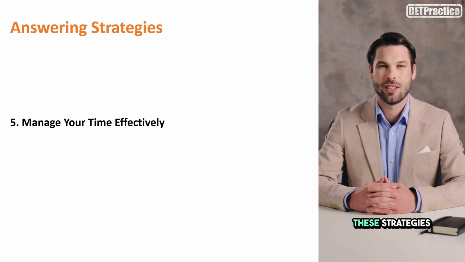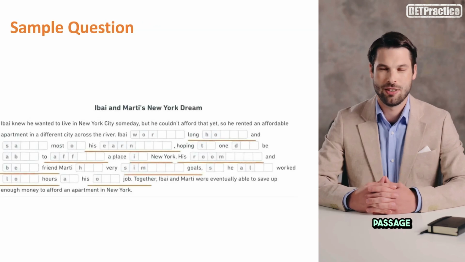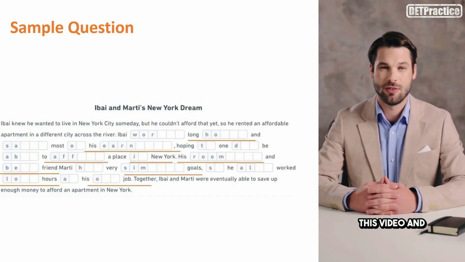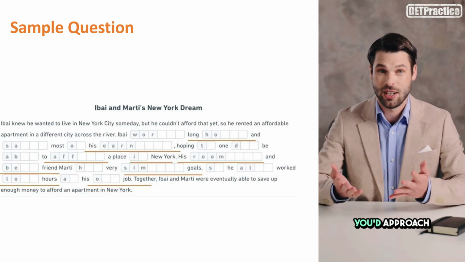Now, let's put these strategies to work with a sample exercise. Here's the passage, titled Ibai and Marty's New York Dream. In the real task, some letters in this passage would be missing, and you'd type them in to complete the words. You may pause this video and try to complete the words with missing letters. Alright, welcome back. Let's analyze how you'd approach it.